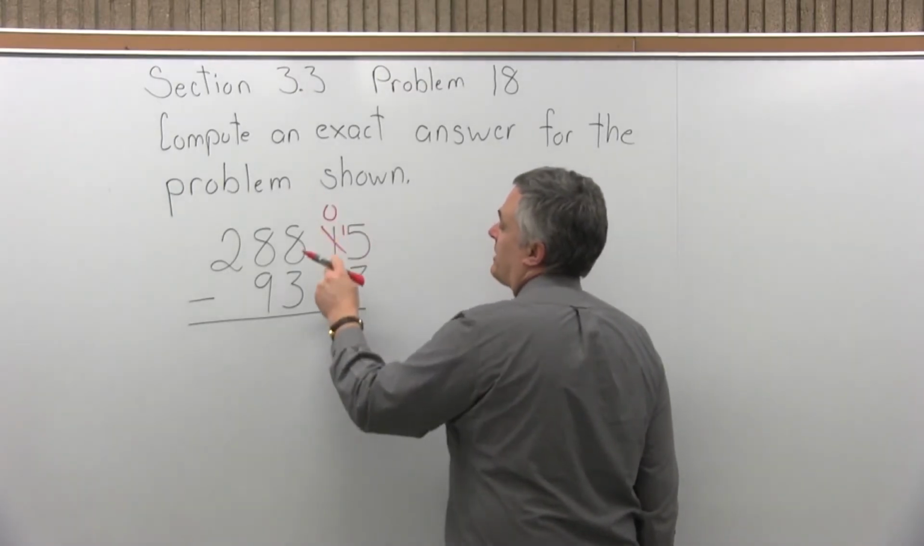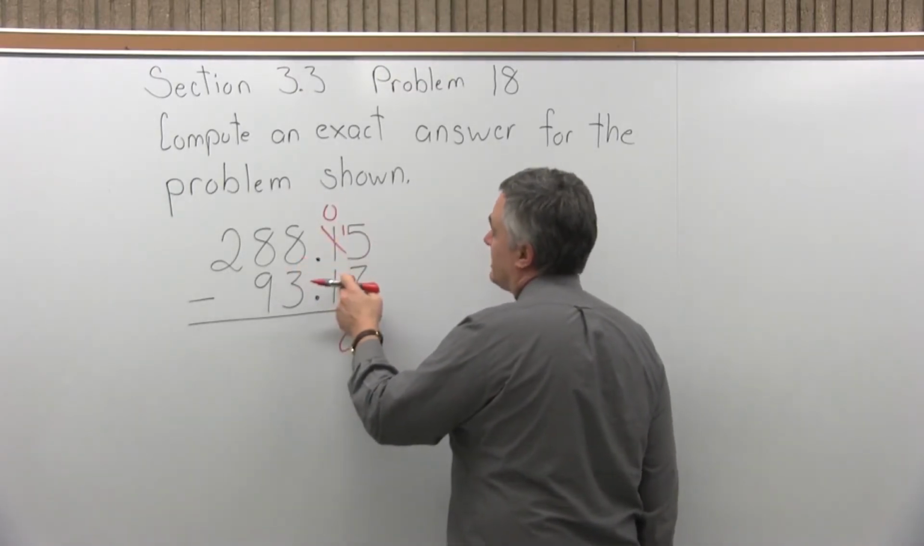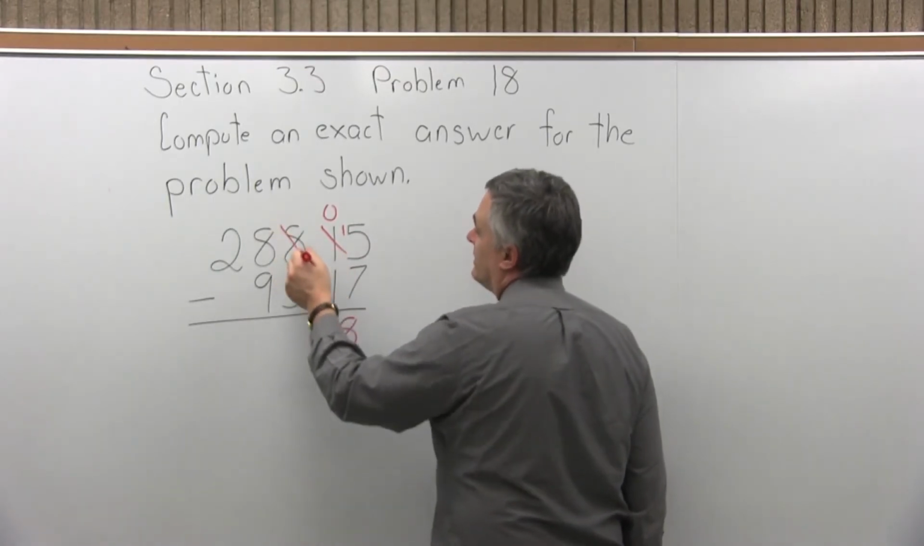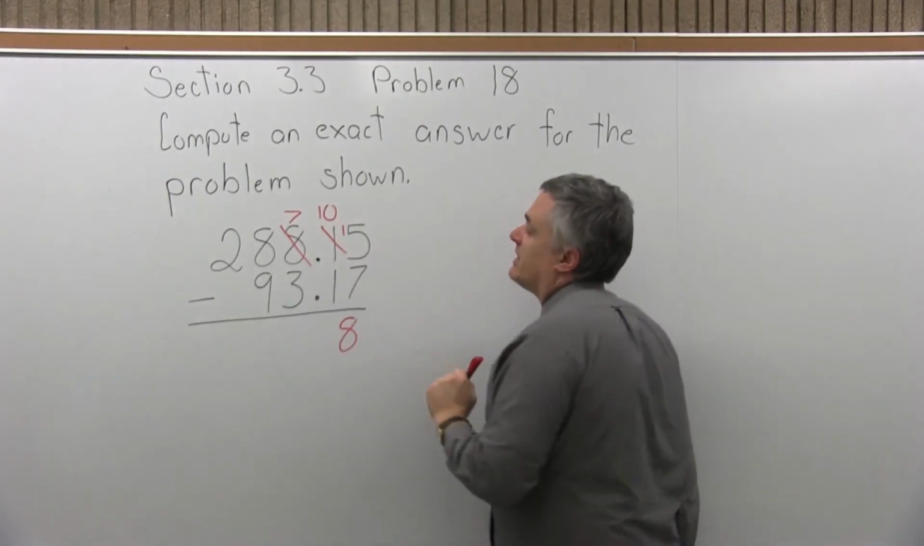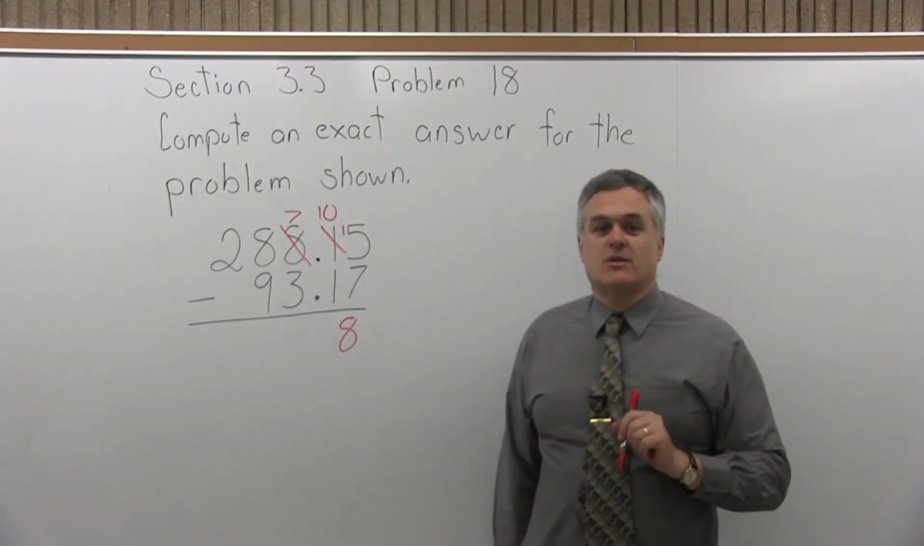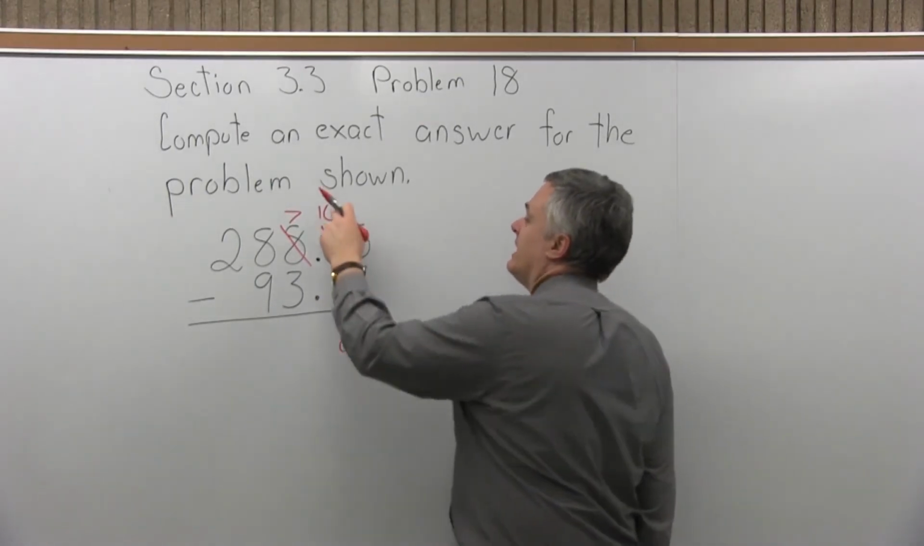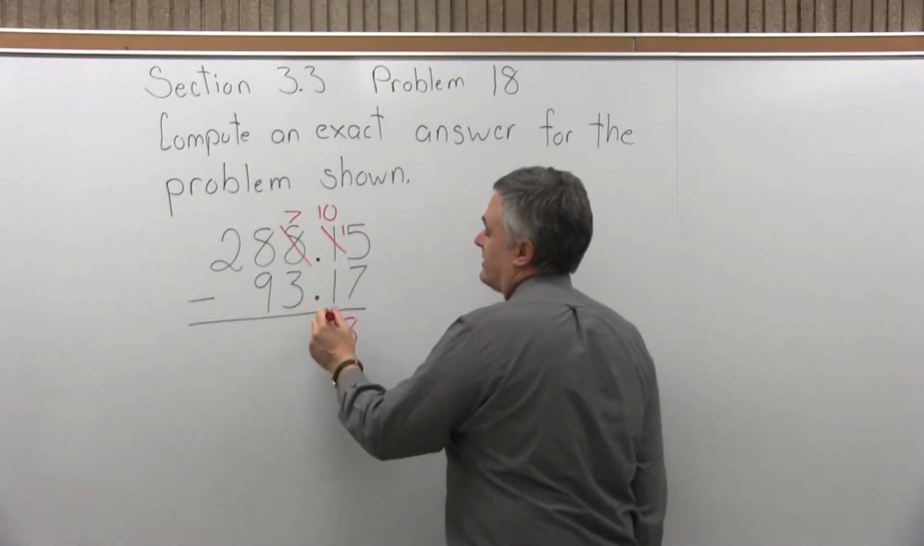And now 0 minus 1. Well, the 0 is not big enough to subtract 1, so I have to borrow again. The next digit over is an 8. I will reduce it to a 7, allowing me to take 1 over and now write the 0 as a 10. Now I have 10 minus 1, that's 9.